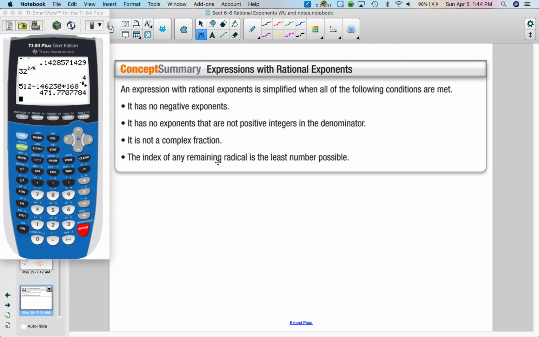The index of any remaining radical is the least number possible. What that means, the index is the little number on the radical. If you had the 4th root of x squared, you can't leave this because it can be simplified. X to the 2/4 would be x to the 1/2, which is the square root of x. So you can't leave it because that's not the smallest index possible. That's what that last part means. So this little statement is what I did in the examples.